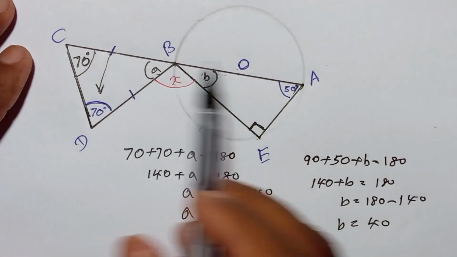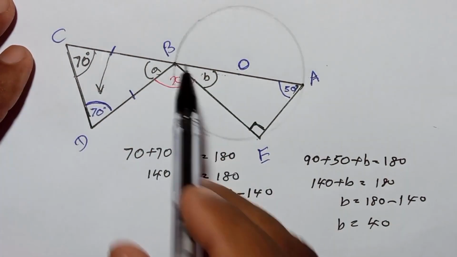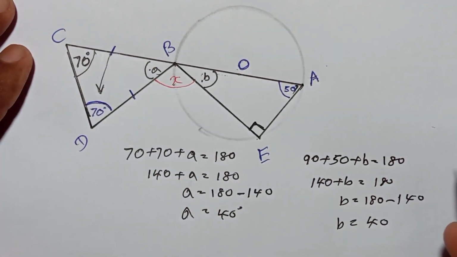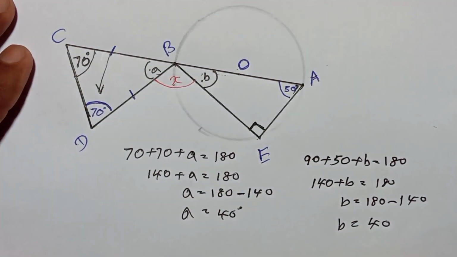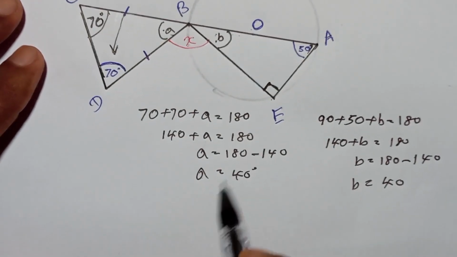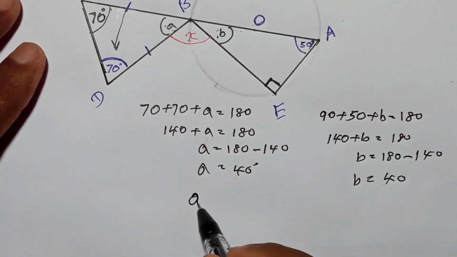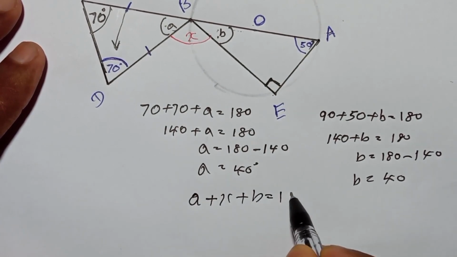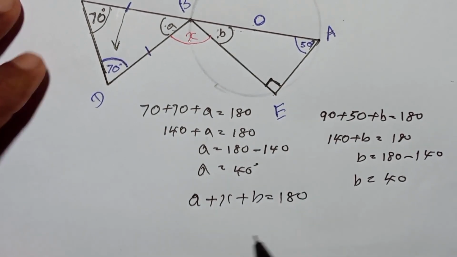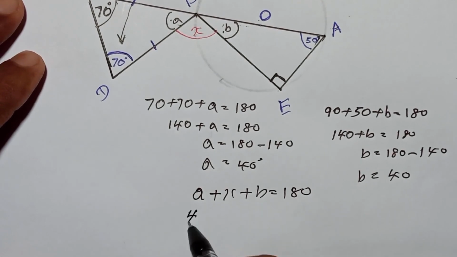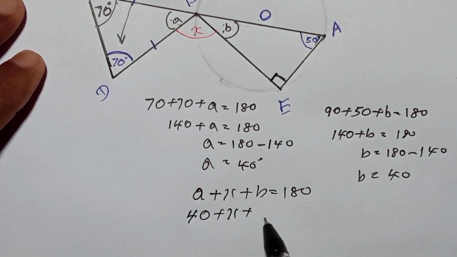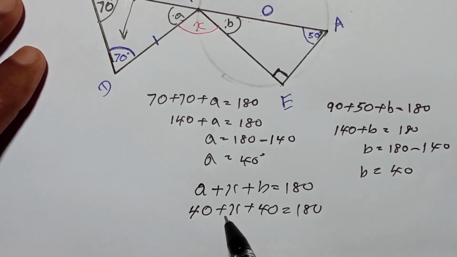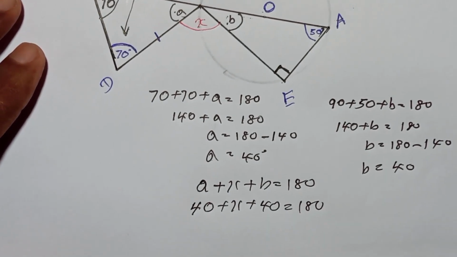Now we know B, we also know A, and X we can find now because they tell us AOB is a straight line. So I can write A plus X plus B should be 180, angle on a straight line. That's the reason. So I can write A plus X plus B equals 180, or directly write the values. A is 40, B is 40. So I can write it this way: 40 plus X plus 40 equals 180.